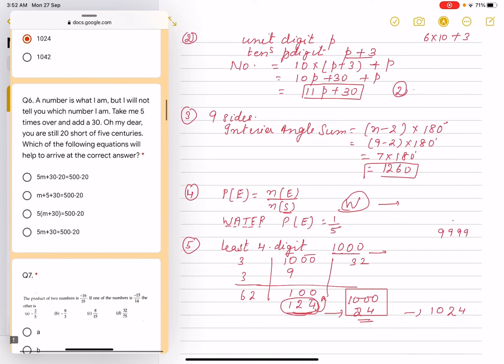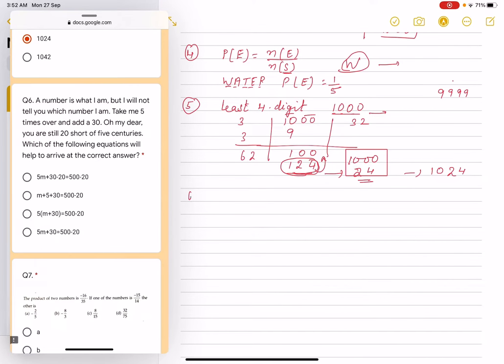Now question number 6 is like a puzzle. I am a number, but I will not tell you which number I am. Take me 5 times over, any number I am taking 5 times, and I am adding 30. Oh my dear, you are still 20 short of 5 centuries. 5 centuries is 500. Out of that, I am 20 short. That means minus 20. I am expressing it mathematically. So, we have to find out which option is correct. As it is any variable, it is 5m plus 30.